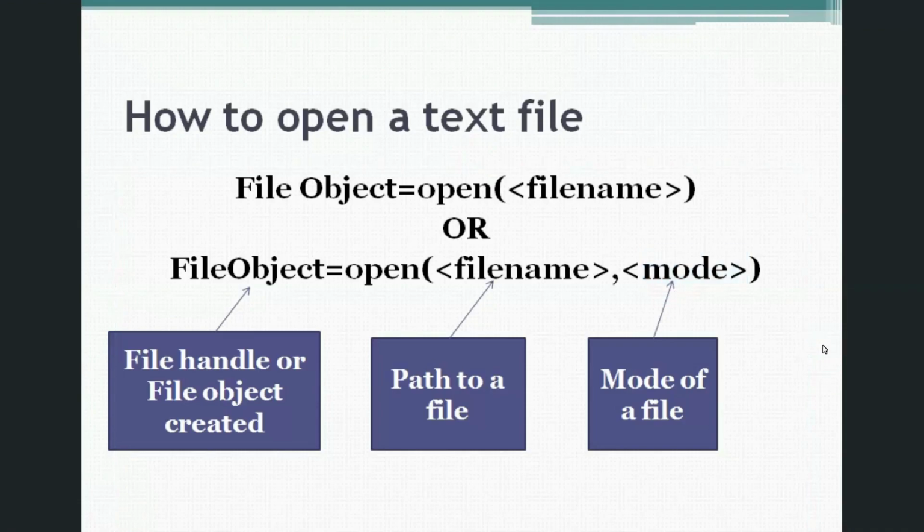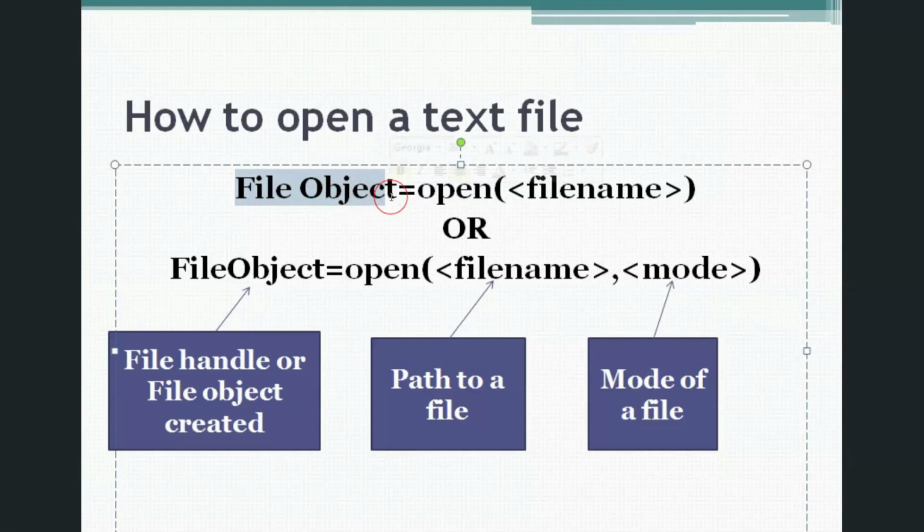Now we should know how to open a text file. First you should write the file object, creating a variable called file object. After that, you write the open function, and inside the open function you fill in the file name. Whenever the open function has only the file name and we do not provide any mode, whether read mode or write mode, then it will act as read mode by default.